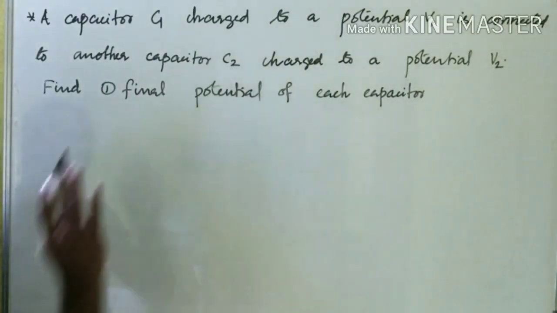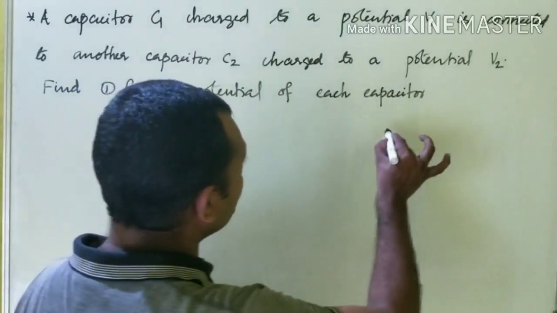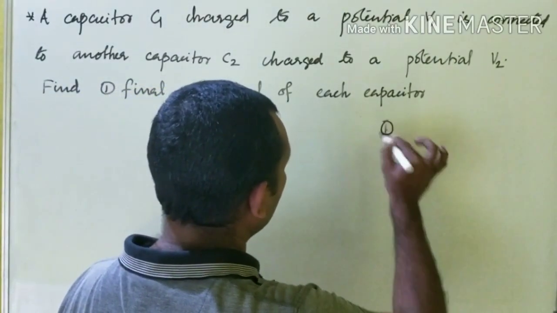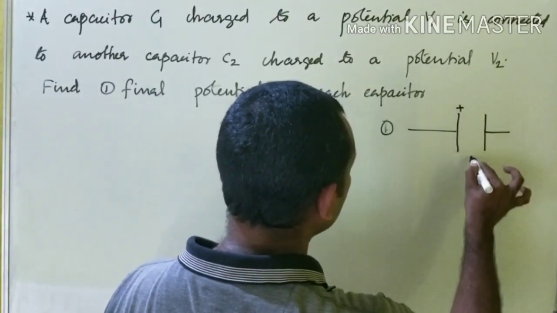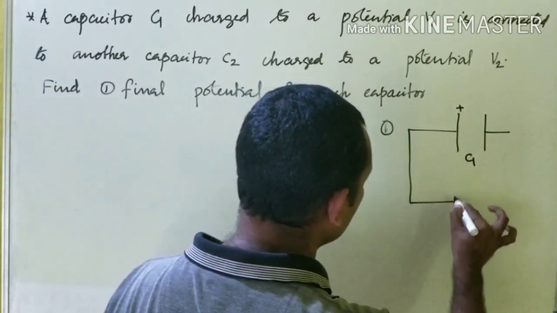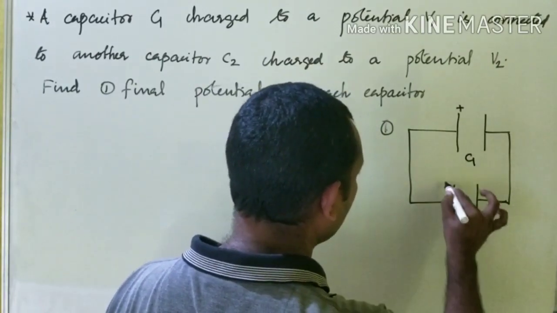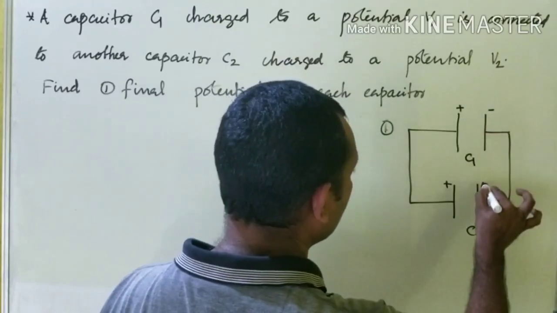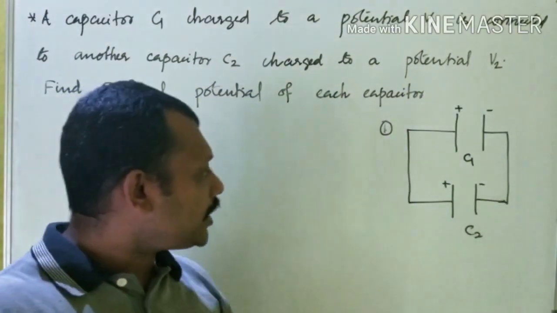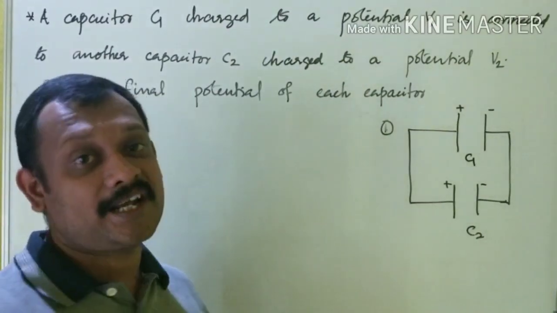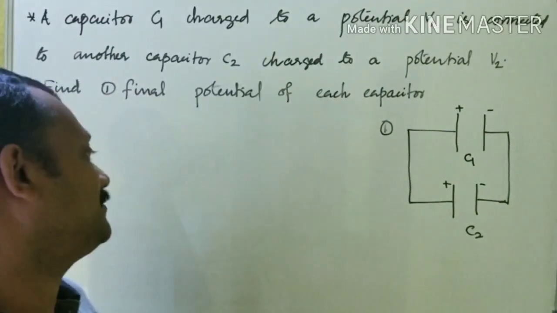The first important thing I have to say is that it is not told how the plates are connected. Let me take the first orientation. In the first orientation, I am connecting in such a way that the positive plate of C1 is connected to the positive plate of C2, and the negative plate of C1 is connected to the negative plate of C2. This arrangement is called parallel connection.